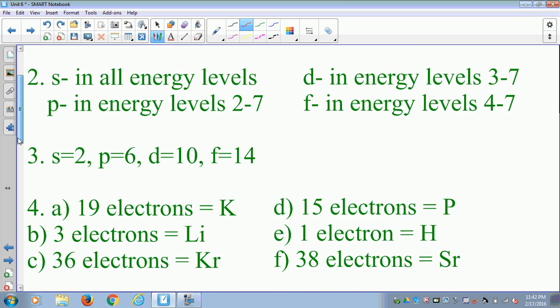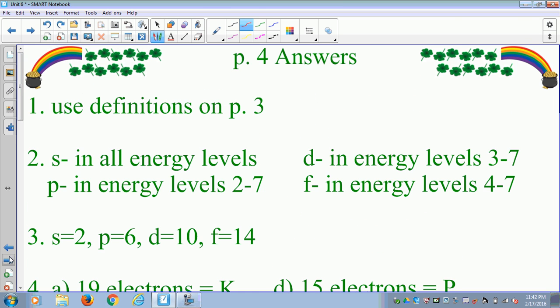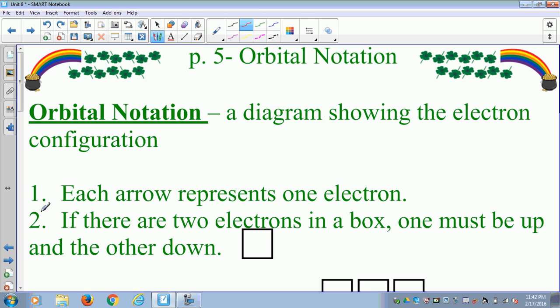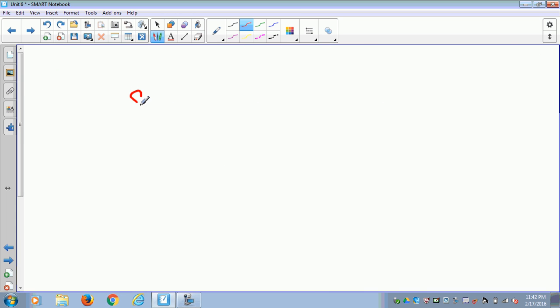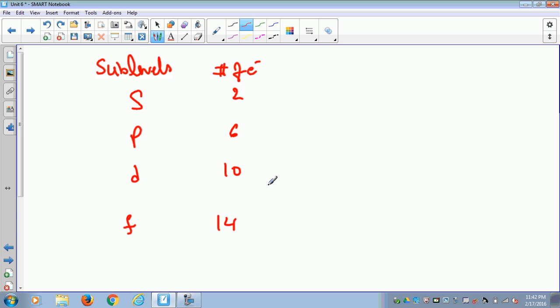Okay, so these are the answers to page 4. We'll do it in the class. So an orbital is further, like one energy level. Each sublevel has how many orbitals? As I just told you, there are 4 sublevels: S, P, D, and F. These are the number of electrons. S can take 2, P can take 6, D 10, and F 14.